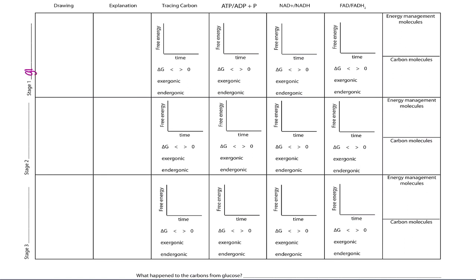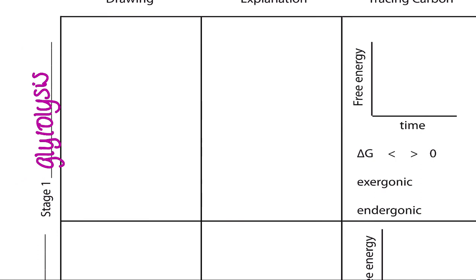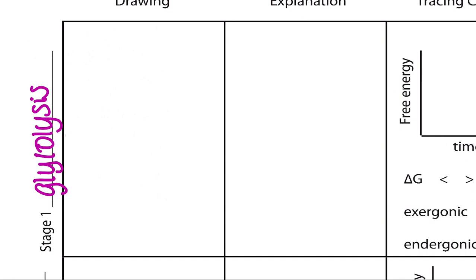So stage 1 is glycolysis, and because I struggle with writing small, I'm going to zoom in on the drawing and the explanation for now. As I draw, I'm going to take an approach of being somewhere right in the middle. So I'm going to include some details, but exclude some details as well. I'm going to start with my 6-carbon glucose molecule, and we have 2 stages of glycolysis.